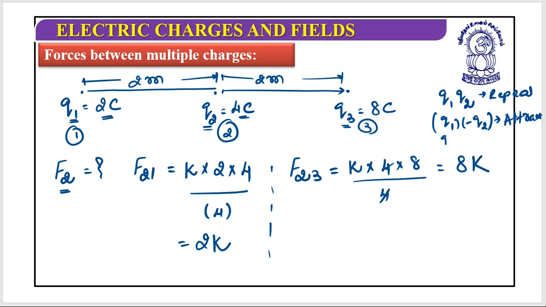If Q1 and Q2 are both negative, what would it be? Yes, they will repel each other. If Q1 is negative but Q2 is positive, they will attract each other. So we know that if two charges are of the same nature, both positive, they will repel. Both negative, they will also repel. If the two charges are of different nature, meaning one is positive and the other is negative, they will attract each other.